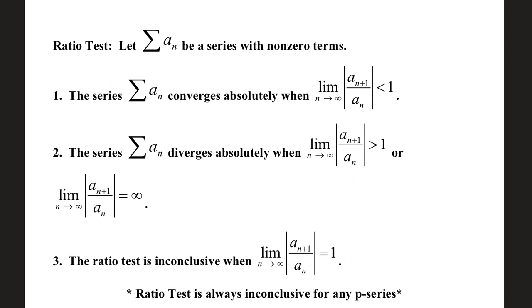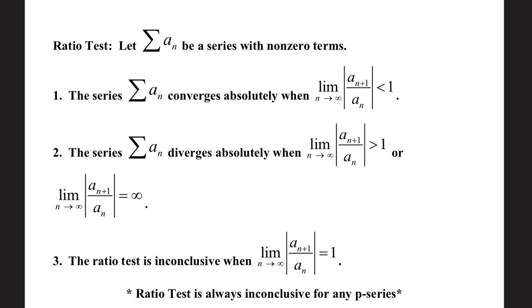Our first step is we make sure that our series has non-zero terms. Then, case one, the series, and these are infinite series, converges absolutely when you apply the ratio test and you take your a_n term, you replace all your n's with n plus 1. That's your numerator. The original a_n term, and this can be found in your series. You make a ratio, apply a limit as n goes to infinity.